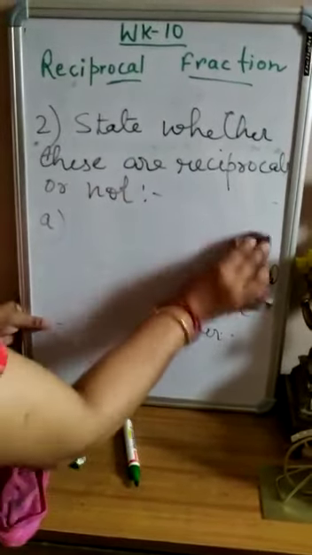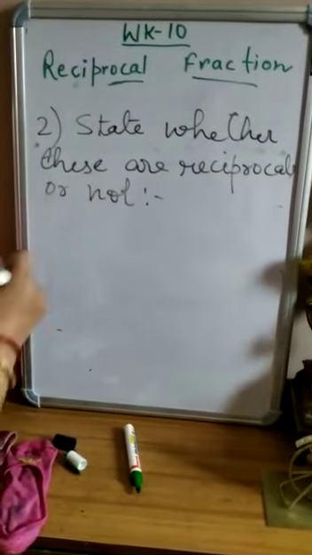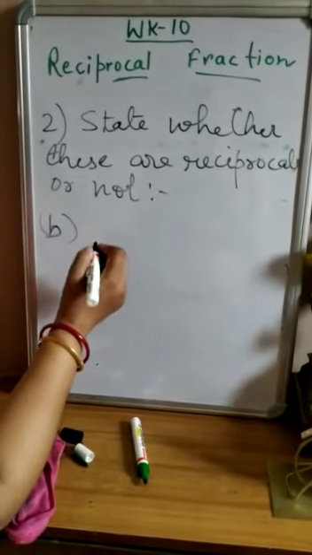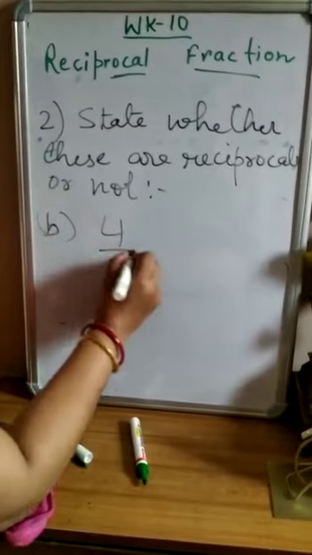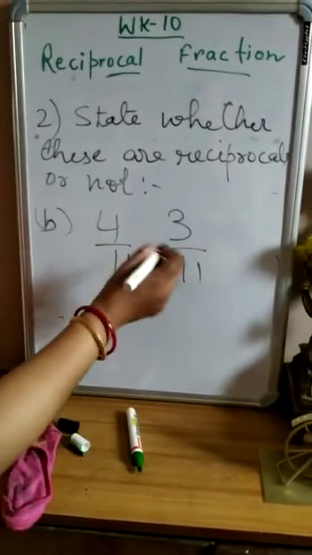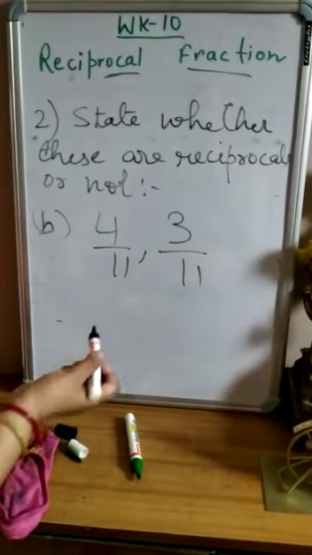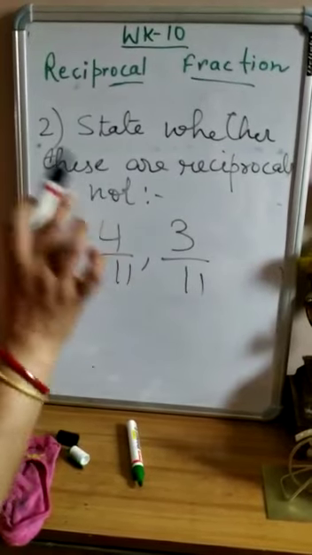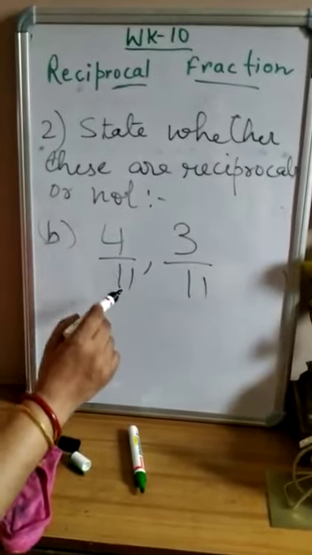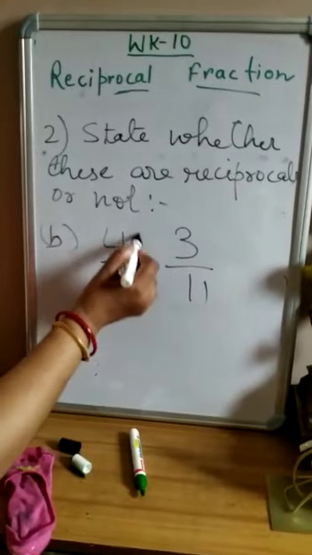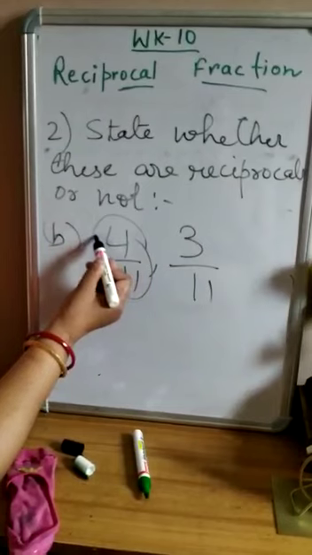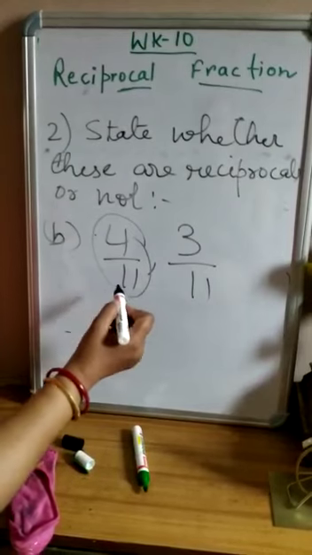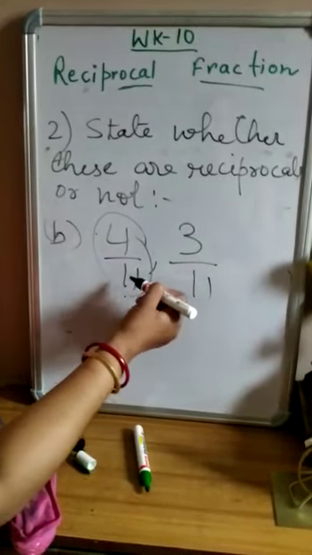Let us take another example, that is B. The question is 4 by 11 and 3 by 11. So we have to find out whether 4 by 11 and 3 by 11 are reciprocal to each other. What is the meaning of reciprocal? We interchange the position of numerator and denominator and we get the reciprocal of the fraction. Here the numerator of 4 by 11 is 4 and the denominator is 11. So we interchange the position of denominator and numerator.